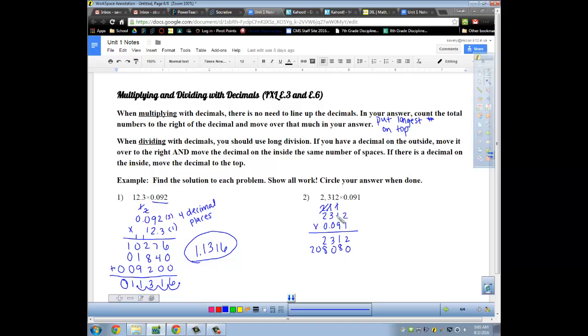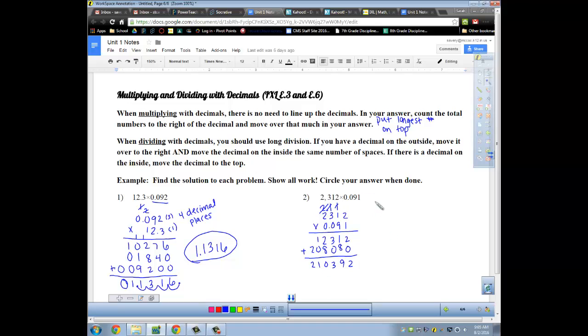Now the next part is just 0 times everything, so it's not going to affect anything. So if you wanted to put some zeros there, you can, but you don't actually need to. So I'm going to go ahead and add these and add down. 2 plus 0 is 2, 1 plus 8 is 9, 3 plus 0 is 3, 2 plus 8 is 10, 1 plus 0 is 1, and 2.